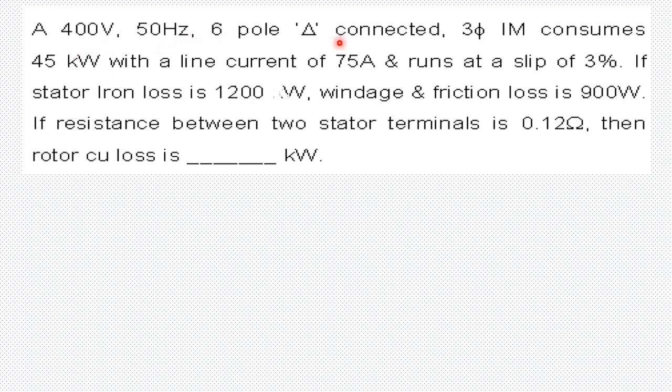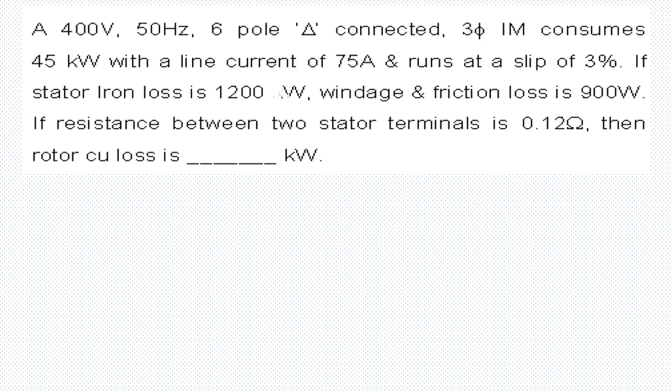The problem is a 400 volt, 50 hertz, 6 pole, delta connected 3-phase induction motor that consumes 45 kilowatt, and the line current is given as 75 amps. It runs at a slip of 3%. If the stator iron losses are 1200 watt and the windage and frictional losses are 900 watt, and if the resistance between two stator terminals is 0.12, then we need to find the copper losses in the above conditions. Okay, so let us see what is first given to us.